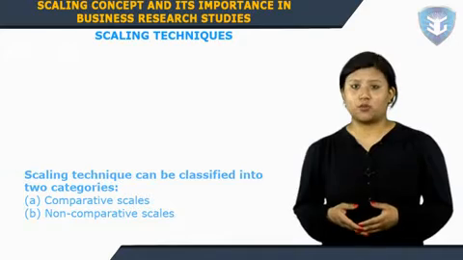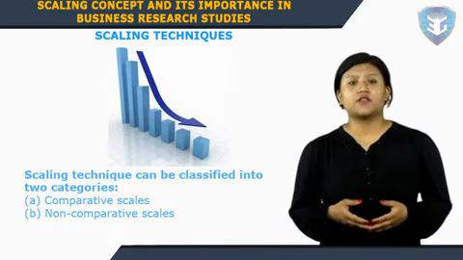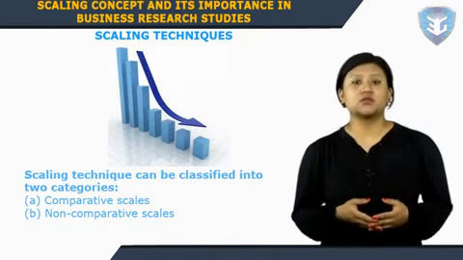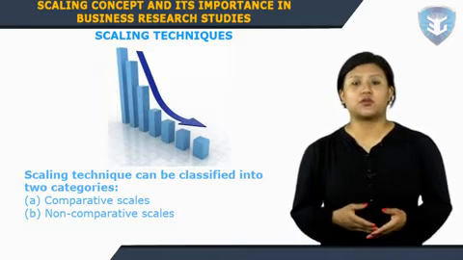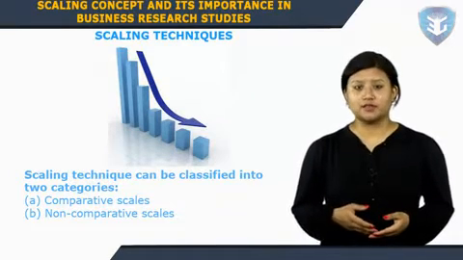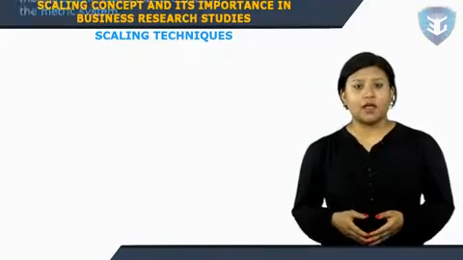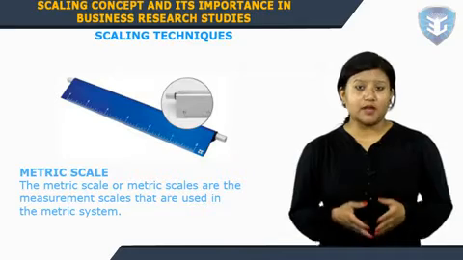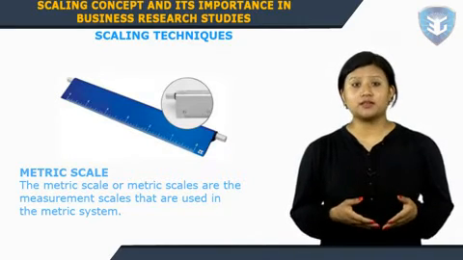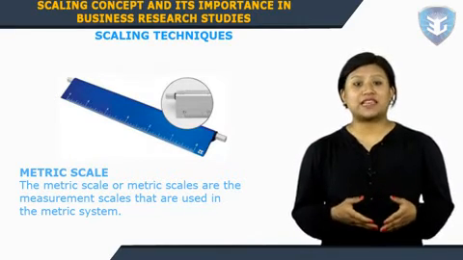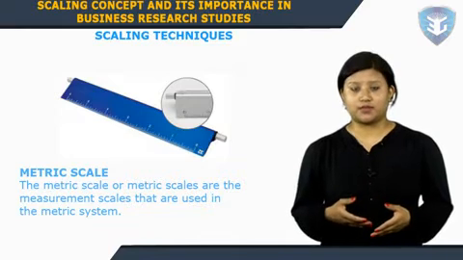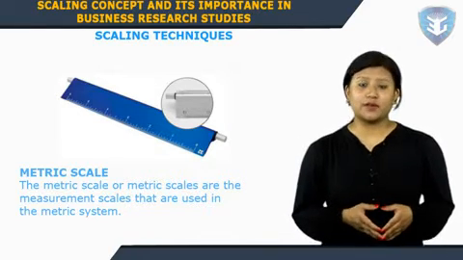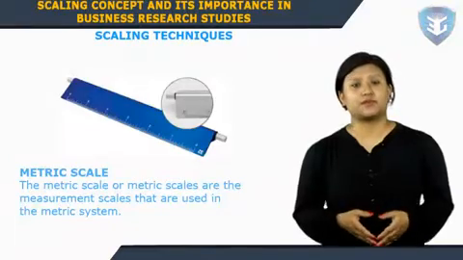Let's move to the next topic, which is scaling techniques. The various types of scaling techniques used in research can be classified into two categories: comparative scales and non-comparative scales. Metric scale. Metric tools can only be used on metric parts. The metric scales are measurement scales that are used in the metric system. The metric scale, unlike the American scale, has units based on multiples of 10.